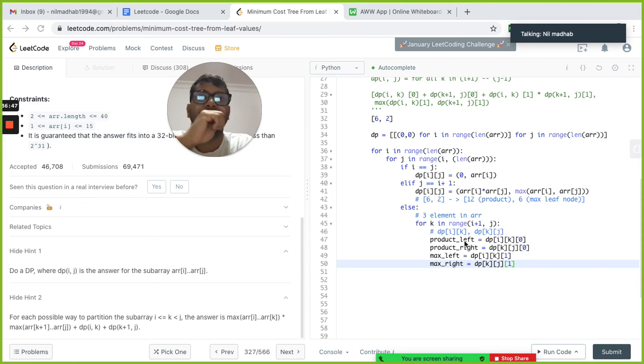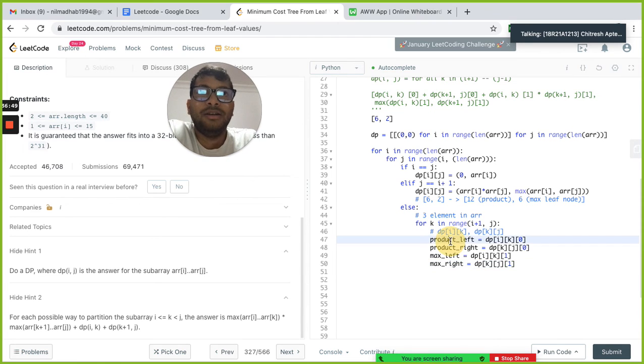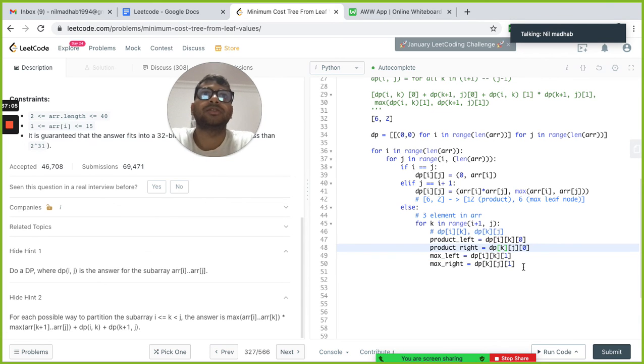Is it a bit confusing? No, what I am saying is like in this product right, we must take dp of k plus 1 to j, or else k will be part of both, left and right. So I to k, and your right. So it would be dp of k plus 1 to j, and k plus... correct. So we have this and we have this.